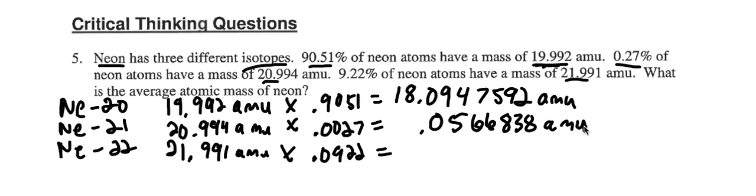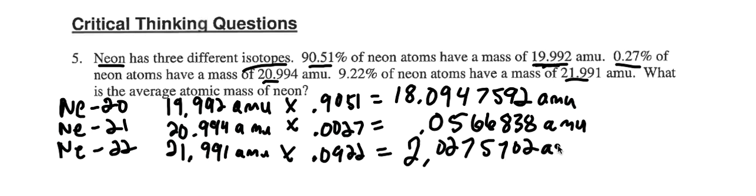With the next one, it looks like it's 21.991 times 0.0922, and that gives me 2.0275702 AMU. If I would have known that we weren't going to have school today, I would have brought home this key and I would have had all these numbers already, but I don't, because I didn't. So now I'm going to plug all those in.